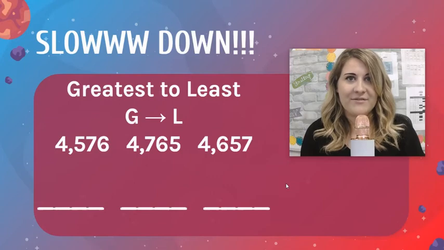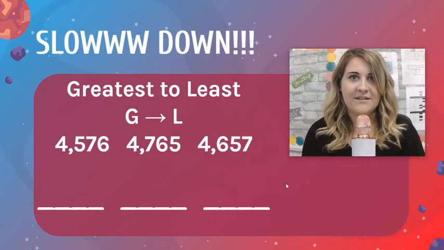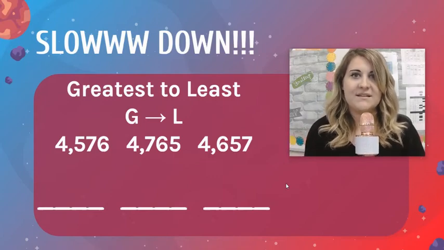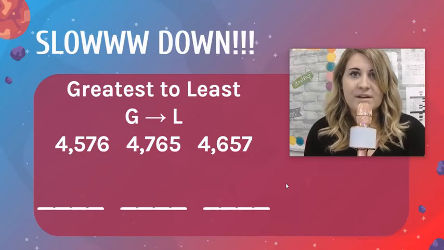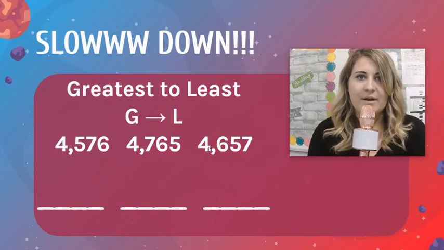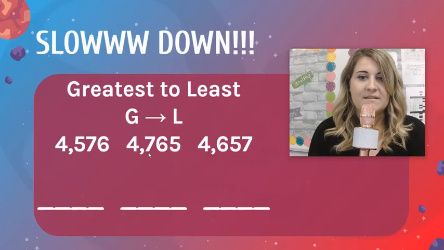Okay, now that you have everything you need, let's go ahead and write these 3 numbers down. We are going to be putting them in order from greatest to least, from G to L. So that means the biggest number is going to come first. I want you to pay very close attention because I have a problem up here. All 3 of these numbers begin with the same number, a 4. That means that I'm going to have to look at the hundreds place to tell which one is the biggest.